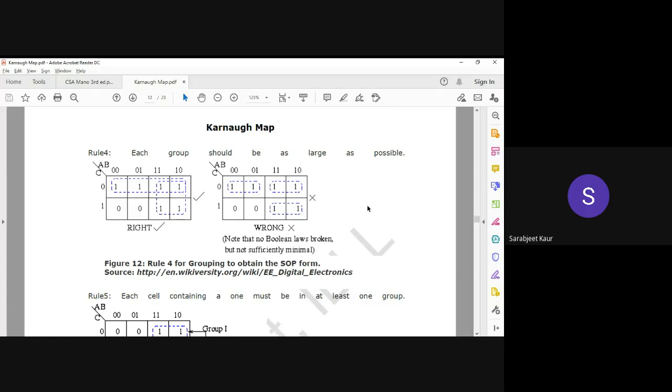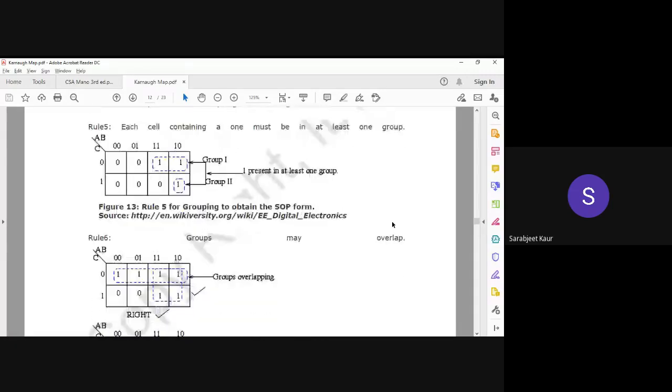And please see that overlapping is also possible. Actually, overlapping must be done if you are able to obtain a larger group by overlapping. So I could have settled for a quad here, a group of 4, and a doublet, which is a group of 2 here. But it is better to have 2 quads, even if it means overlapping has to be done. Any problem? No, ma'am.